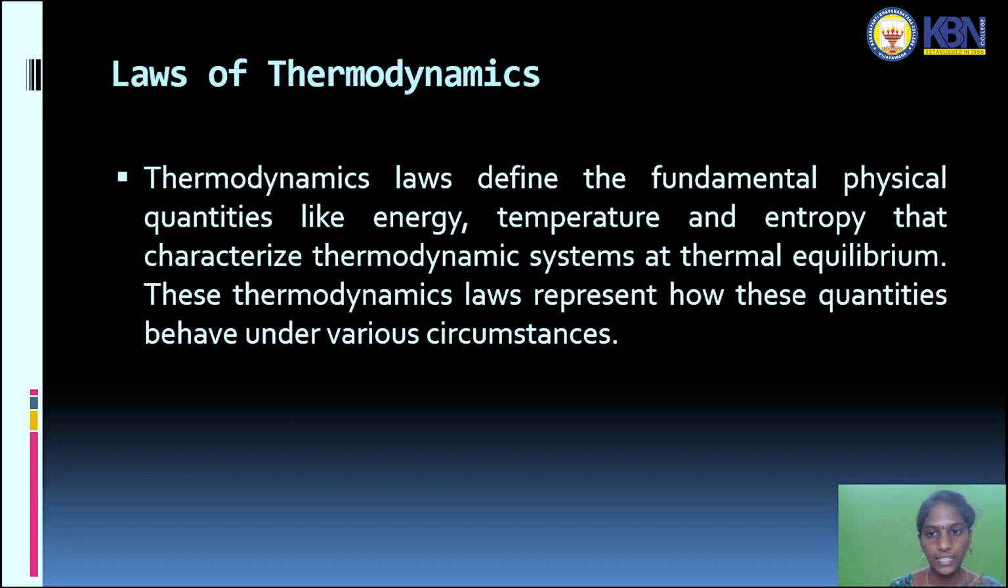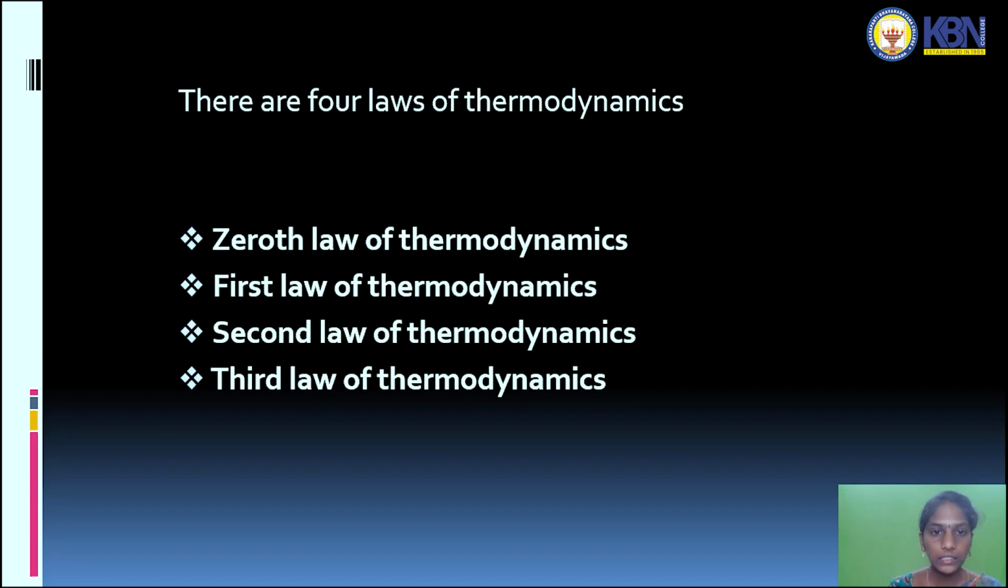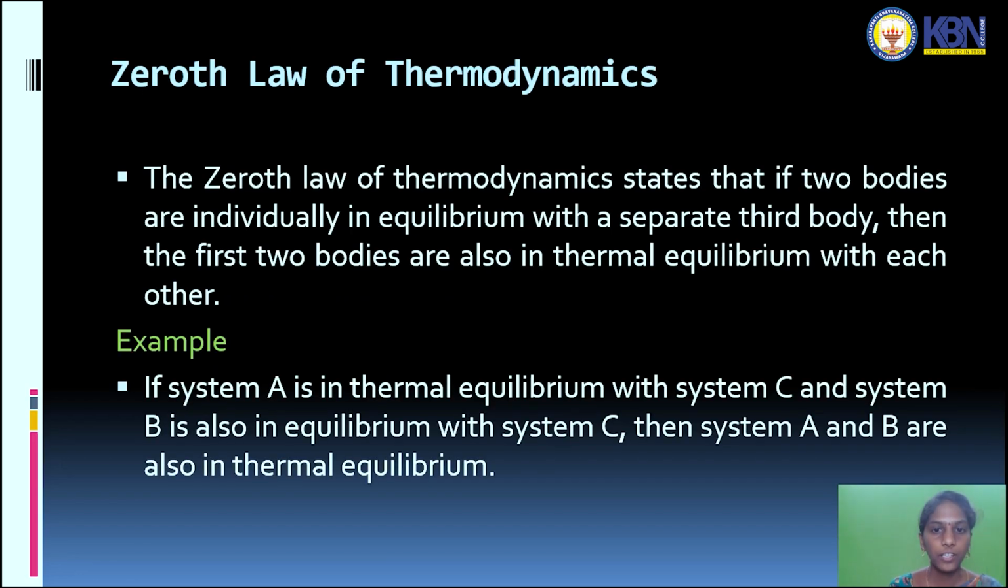And the laws. Thermodynamics laws define the fundamental physical quantities like energy, temperature and entropy that characterize thermodynamic systems in thermal equilibrium. These laws represent how these quantities behave under various circumstances. The laws of thermodynamics are divided into four types: the zeroth law, first law, second law and third law of thermodynamics. Firstly, we will discuss the zeroth law of thermodynamics.